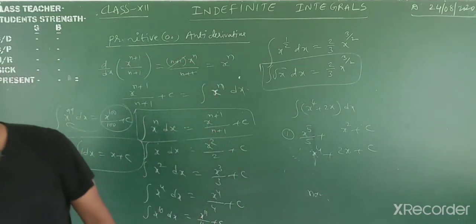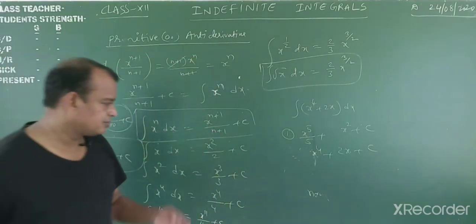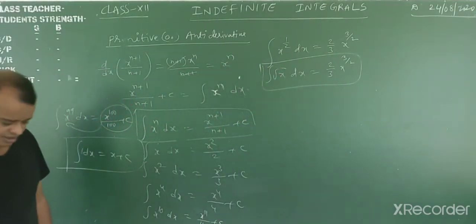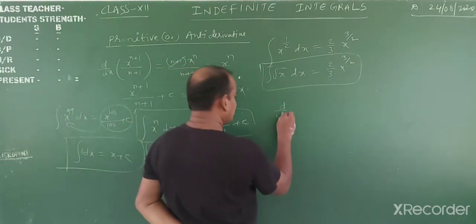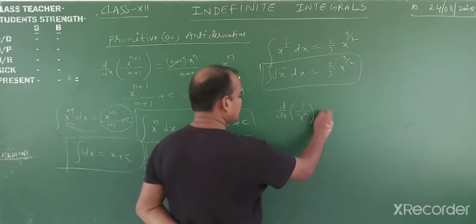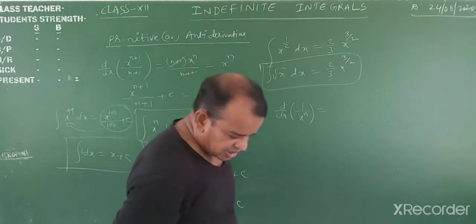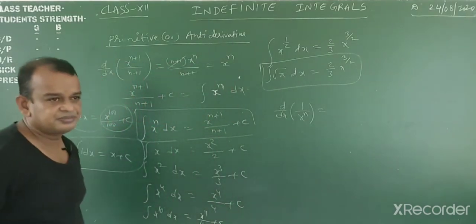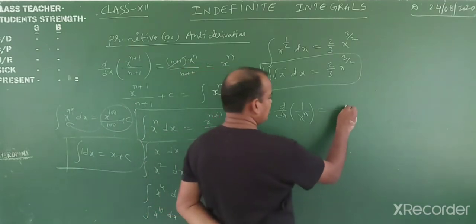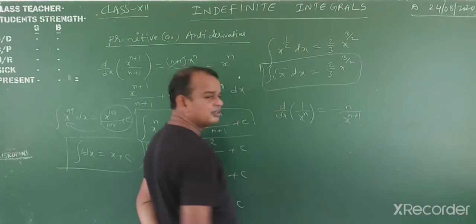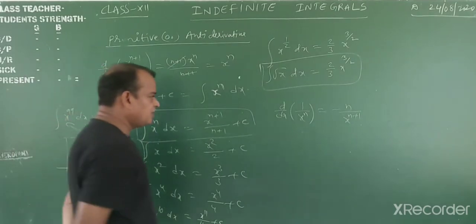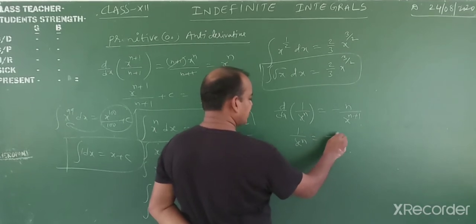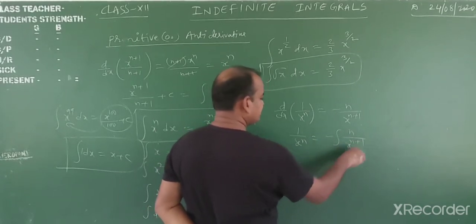Okay, my dear students, we will go on in that way. Now suppose here x^10 root x is there. Next we are going to the derivative of 1 by x^n. What is the formula of the derivative of 1 by x^n? Here x not equal to 0, my dear students. The formula is minus n by x^(n+1). Derivative of 1 by x^n is equal to minus n by x^(n+1).